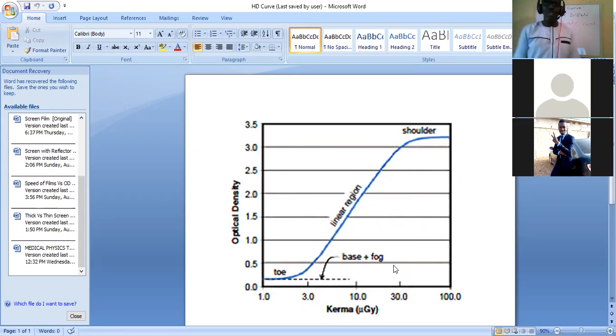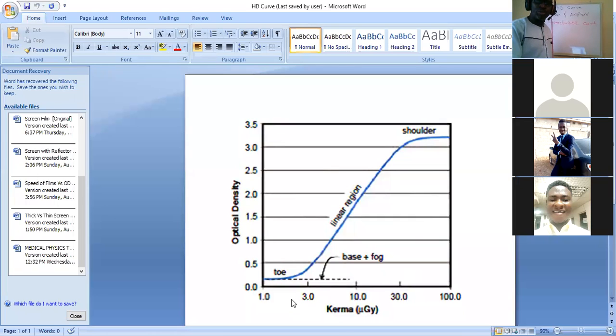This is the HD curve, which is also called the characteristic curve. It is a curve of optical density against exposure. Of course, you can see on the horizontal axis, at times it can be the camera, can be the dose, can be the exposure, as the case may be, because they are all indicative of the amount of exposure that the film has gone through. Then on the vertical axis is optical density.